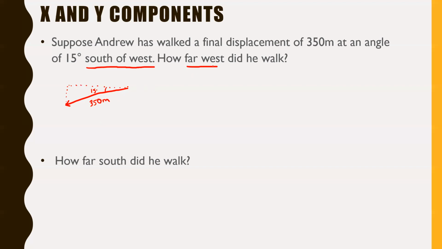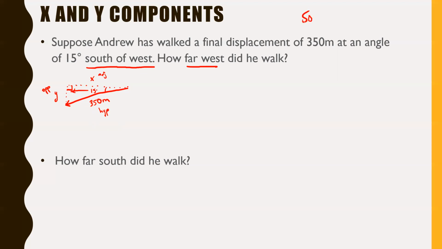What we're looking for is how far west did he walk? West is our X component. South in the second question is our Y component. Because X and Y are perpendicular to each other, we know we have a right angle there. Long story short, we know we can use trigonometry to solve for X and Y. So if we're looking for that X component, if we're looking for how far west he went, I want you to notice that in this right triangle that forms, 350 meters is your hypotenuse, X would be your adjacent side, and Y would be your opposite side, at least relative to this 15 degrees that you were given, right?